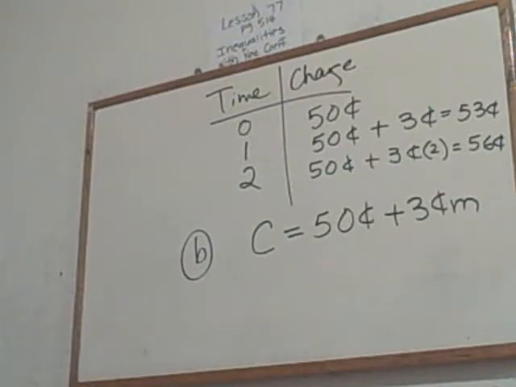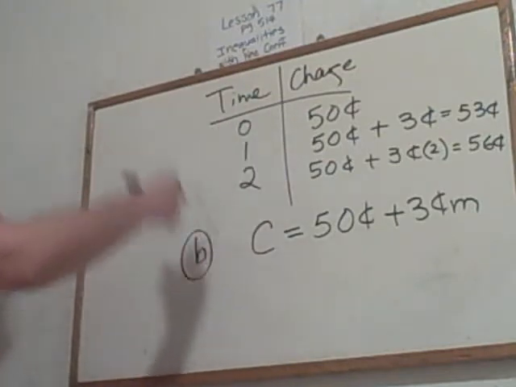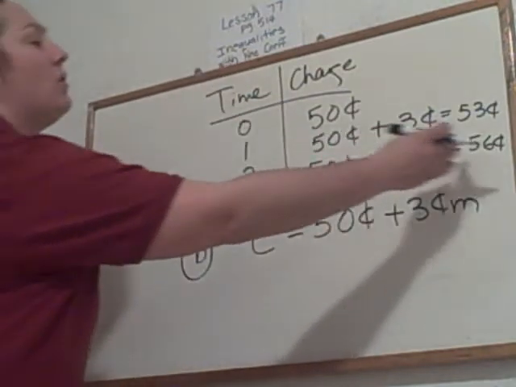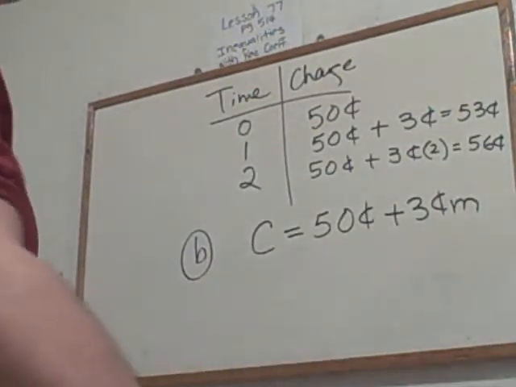For C, it asks, is the function an example of a direct variation? Why or why not? And the answer to this is no. It is not an example of a direct variation, because I am not multiplying the time by a constant number in order to get the amount of the charge. So it is not an example of a direct variation.